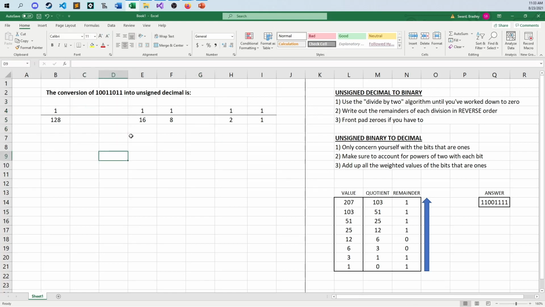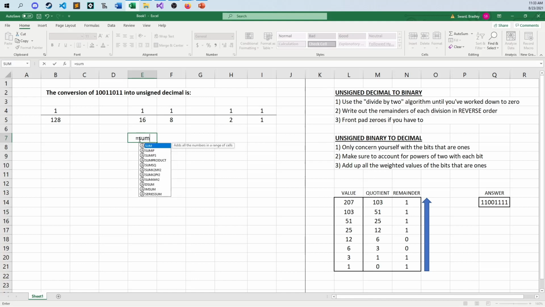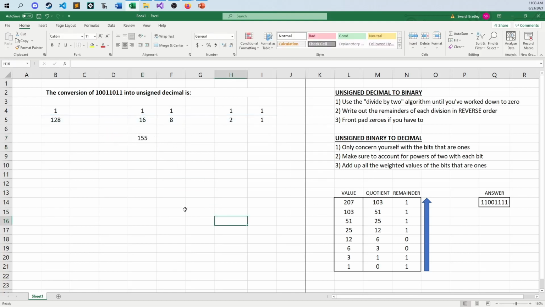And again, I can just delete out the 0 bits and just worry about the 1 bits. And then I can go ahead and sum all of this up. And I get the answer of 155 because this is 128 plus 16 plus 8 plus 2 plus 1. So this is 11, 27, 128 plus 27 is 155.